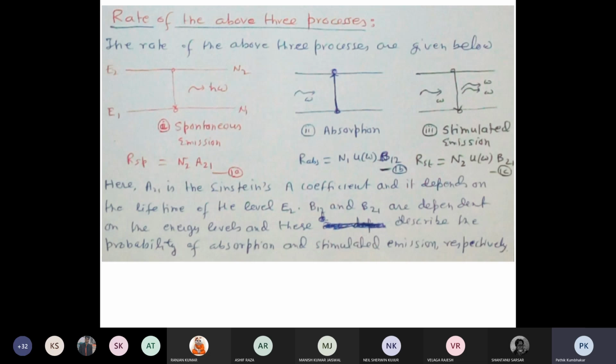Now this incident photon might stimulate an atom which is already in the upper energy level to come down, and as a result two photons are emitted. This is something like forced vibration. As you know, we have studied in 10 plus 1 that every system has some intrinsic frequency. Now, if you apply an external force with a variable frequency, and the frequency of that external force matches the intrinsic frequency of the system, then there is resonance and the system vibrates with a larger amplitude. So it is forced vibration.